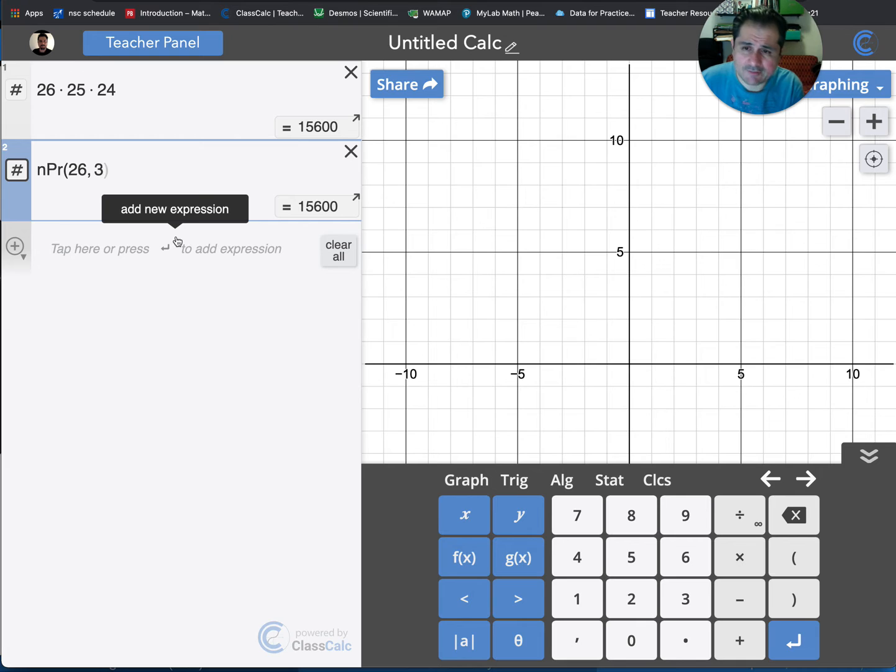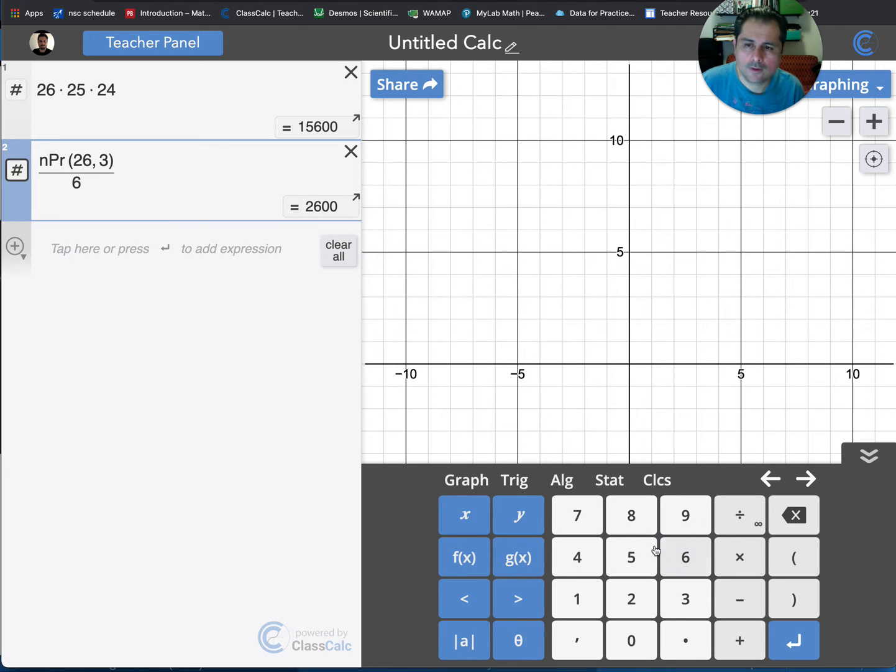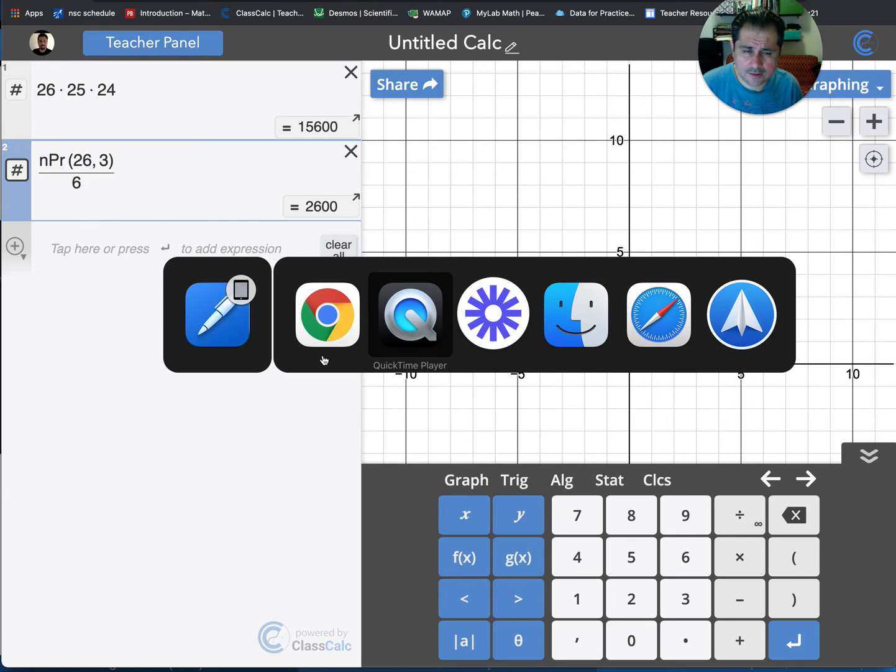So then this divided by 6. So I can use that divided by 6. Sorry, you maybe didn't see what I did. I just pressed, let me do it on the keyboard, the division button, and then of course just put the 6 right there. So 2,600 committees only. It reduces a lot, right? Okay, so this is 2,600.